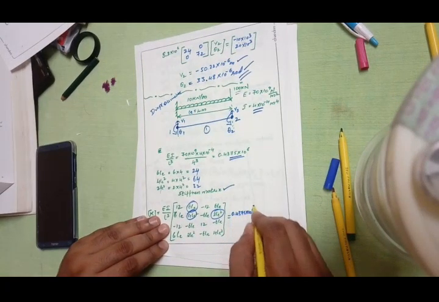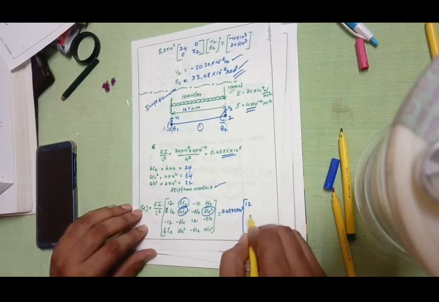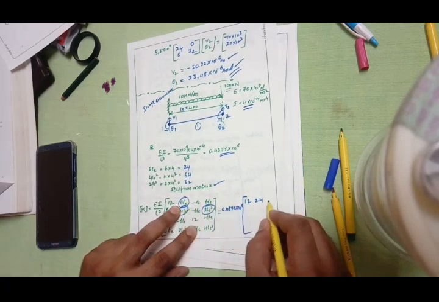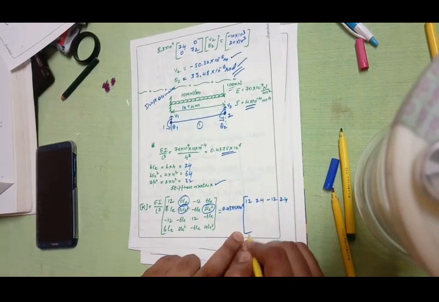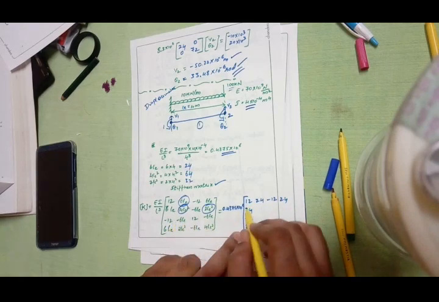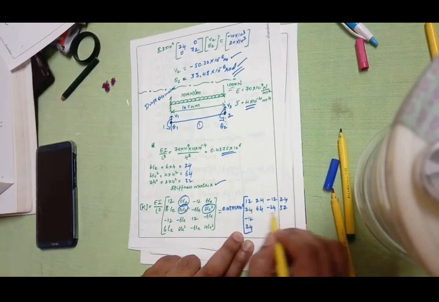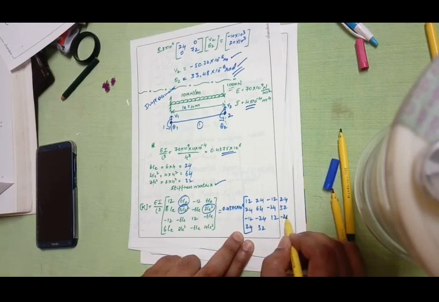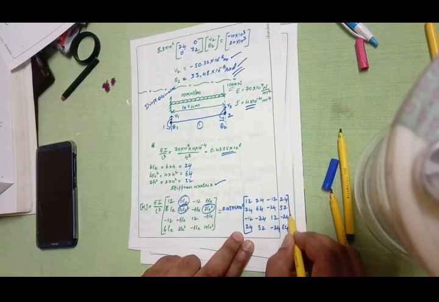So 0.4375 into 10 to the power 6 times: 12, 6 times L is 24, minus 12, and 24 again. Then the next row: 24, 4 times L square, that is 64, minus 24, and 2 L square, that is 32. Minus 12, minus 24, 12, minus 24, be careful with the signs. And the last row: 24, 32, minus 24, and 4 times L square is 64.